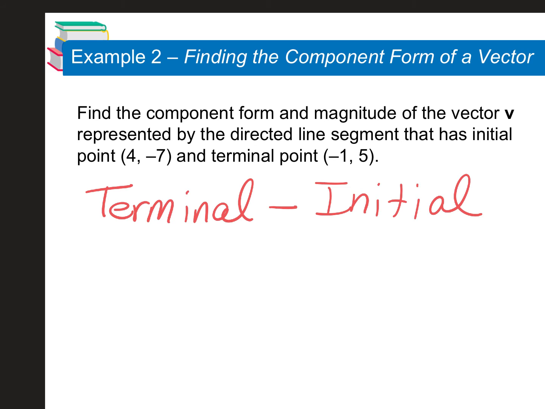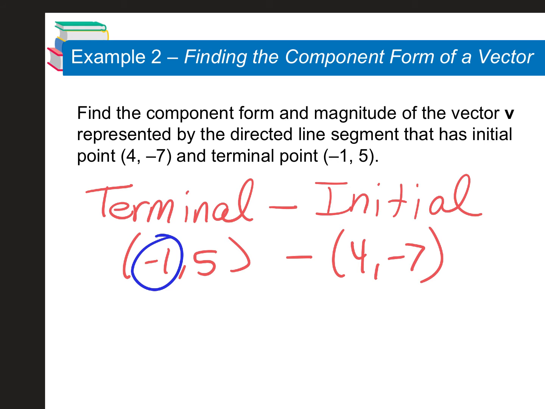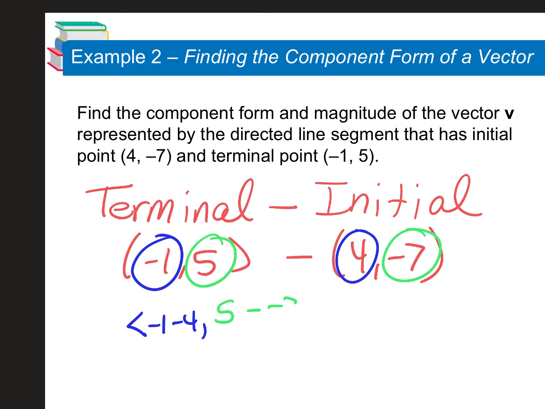So what is my terminal point? -1, 5. Minus my initial, which is 4, -7, correct? Now I'm going to say this a whole bunch of times, and it should hopefully stick in your brain: first goes with first, second goes with second. What I mean by that, I have -1 minus 4. You guys see that? First goes with first. Then the second part of my vector is going to be 5 minus -7.